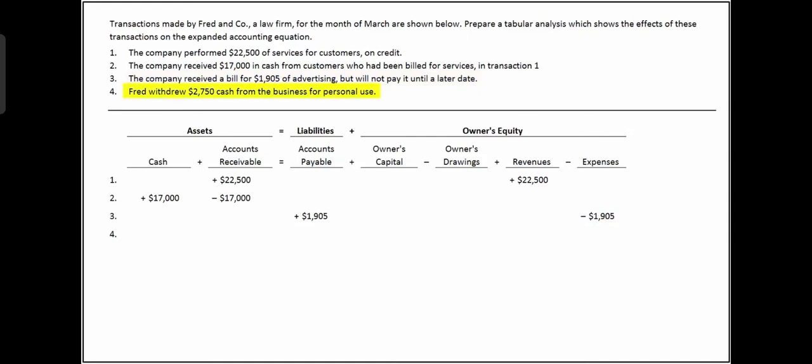In the last transaction, Fred withdrew $2,750 of cash from the business. This transaction decreases cash, which in turn decreases assets by $2,750. It also increases owner's drawings, which in turn decreases owner's equity by $2,750. Remember that a negative amount under the owner's drawings column does not mean a decrease in owner's drawings. This means any increase in drawings will decrease the owner's equity. A decrease in assets and owner's equity by the same amount keeps the accounting equation in balance.